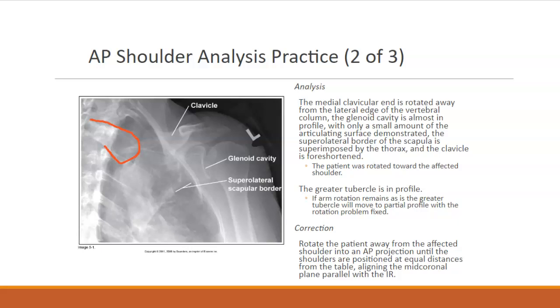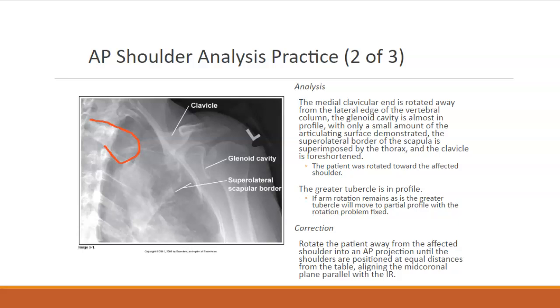We need to fix this rotation. So in order to fix this rotation, we need to rotate the patient away from the affected shoulder until that mid-coronal plane is parallel with the IR. In addition, because of this rotation, the greater tubercle of the humeral head is not in profile. It's in partial profile.